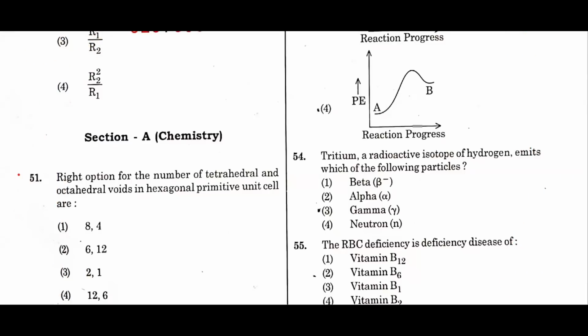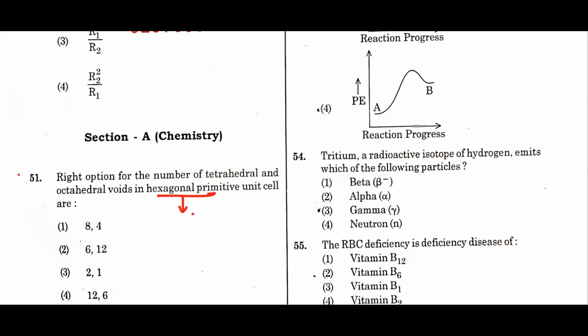Hi students. In this session, I'm going to give you hints to today's NEET 2021 question paper. Let's see question number 51, the first question in chemistry. Right option for the number of tetrahedral and octahedral voids in a hexagonal primitive unit cell are. I'm going to give you hints in this session.